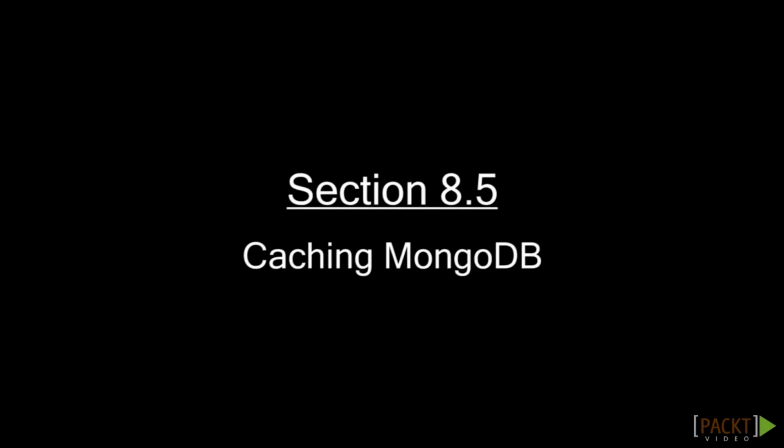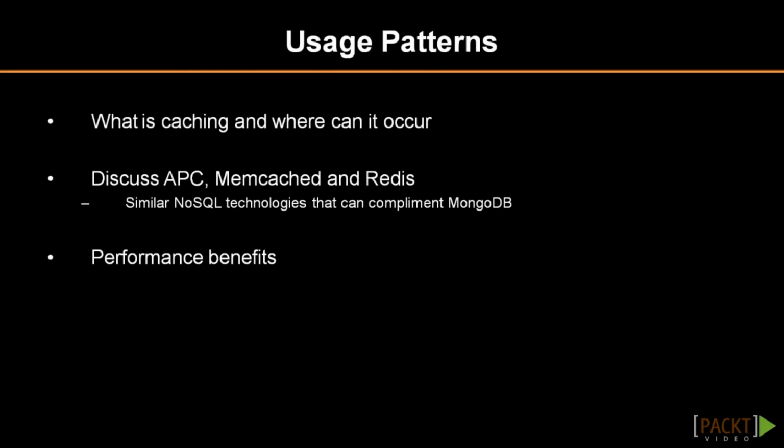This video will focus on additional caching approaches that can complement MongoDB. Specifically, this will cover what caching is and where it can occur. Language-specific technologies like APC, as well as Memcache and Redis, can be combined with MongoDB for significant performance improvements.